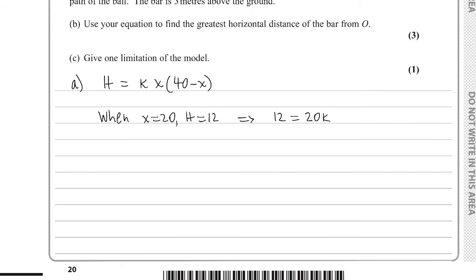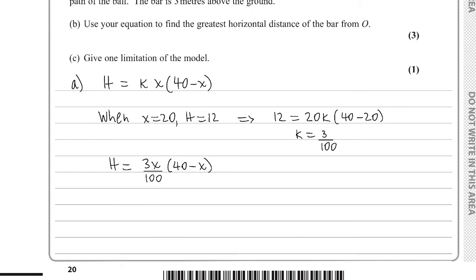20k, 40 minus 20. It turns out that k is, let me just do it, 3 over 100. And therefore we have that h is 3x over 100 times 40 minus x. That was the first part.